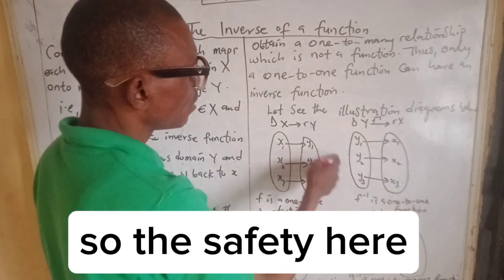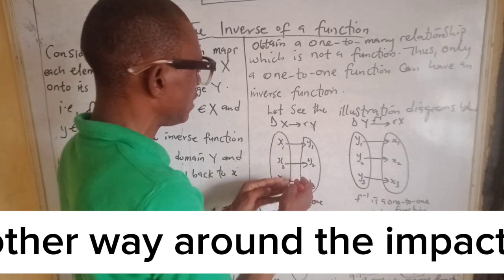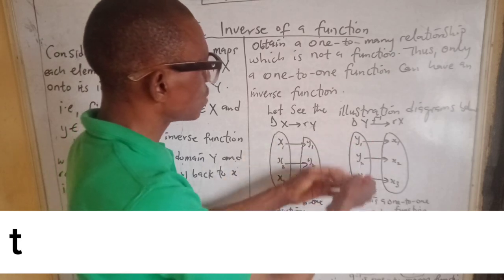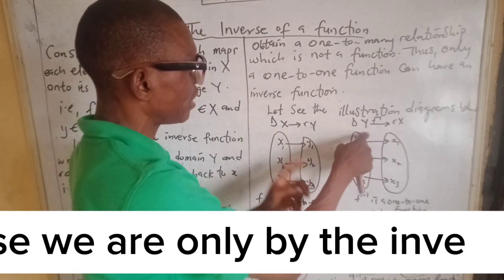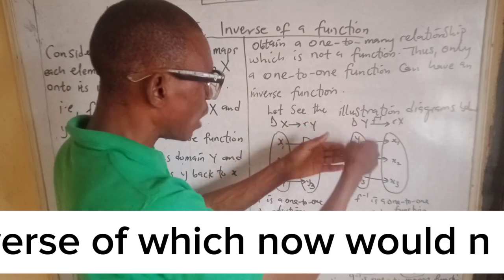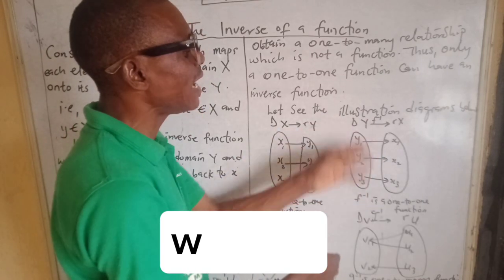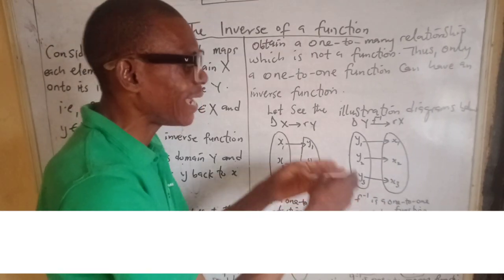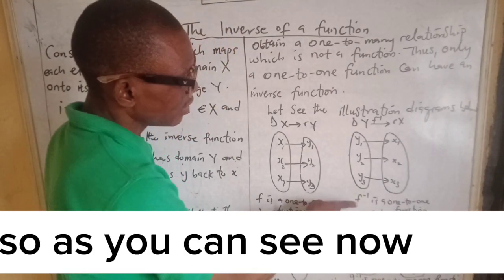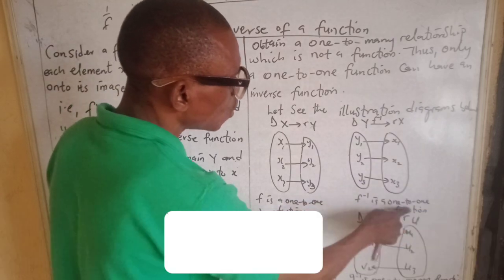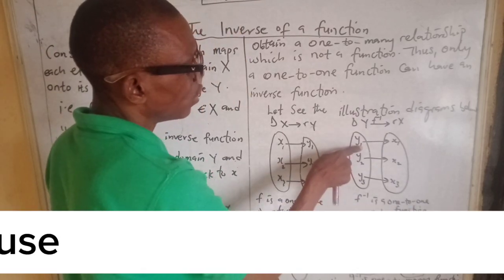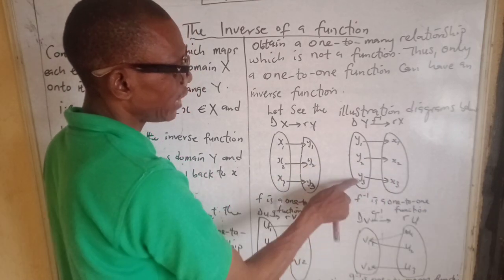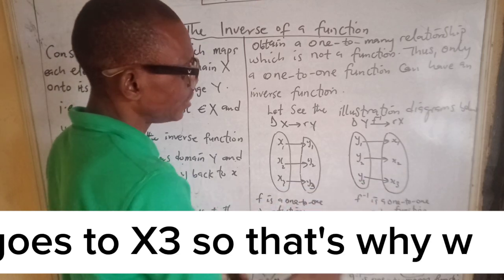So the same thing here. In another way around, the inverse of it now is, instead of this one, the Y becomes the domain. That's just the inverse. So in this place now, the domain is Y, because we are talking about the inverse now. So the inverse of it will be Y1, Y2, Y3, while the codomain or the range there will now be X1, X2, and X3. So as you can see now, the inverse is one-to-one. Why? Because Y1 goes to X1, Y2 goes to X2, Y3 goes to X3. So that's what we call it.